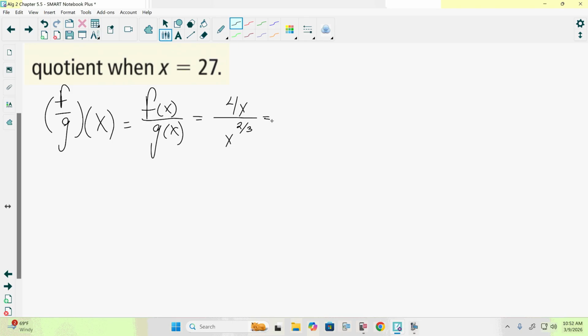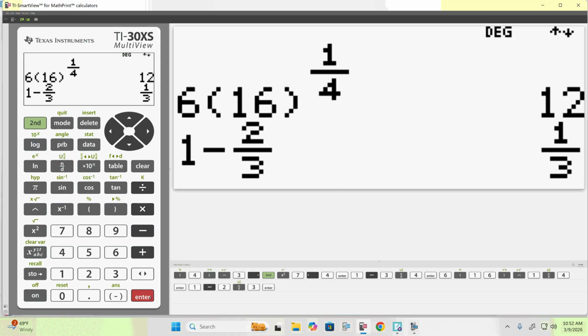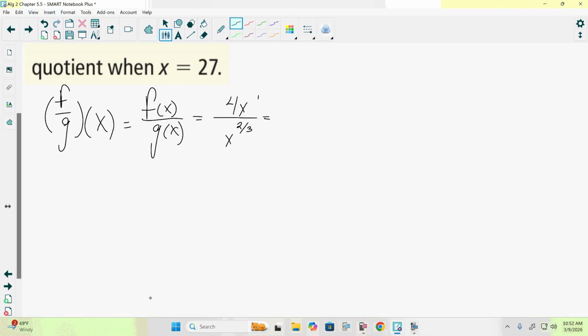Now again, we need to simplify. Since we don't have a radical on bottom, we can actually do our dividing like bases. Because the numerator is x to the 1st, the denominator is x to the 2/3. So when we divide like bases, we subtract those exponents. So 1 minus 2/3 is 1/3. Now since it's bigger on top, that variable is going to stay on top. It's going to stay in the numerator, giving us 4x to the 1/3.